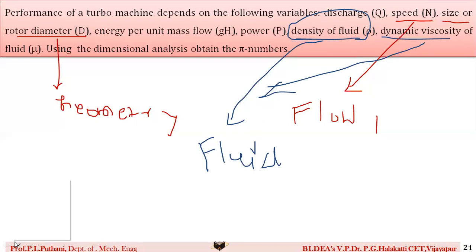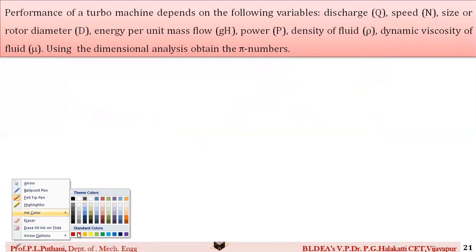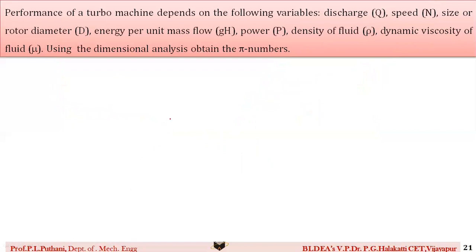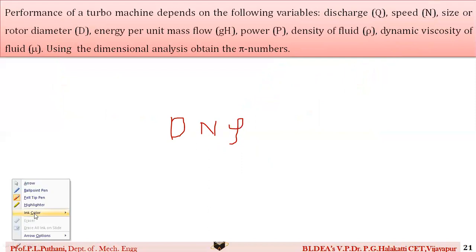So once I consider this one, our equation, we are writing it in the form of the repeating variables: geometry property D, flow property N, fluid property, that is rho. What are our remaining variables? Out of 7, I have written here 4 variables. Which are the remaining variables?